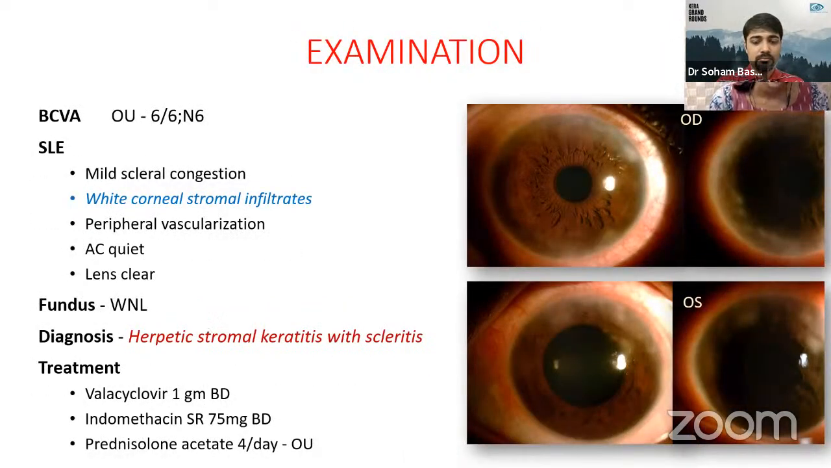When she presented to us, she had a visual acuity of 6/6 in both eyes. She had mild scleral congestion, a few white stromal corneal infiltrates with peripheral vascularization in both eyes. Her anterior chamber was quiet, lens was clear and fundus was unremarkable. Based on the clinical suspicion, she was diagnosed with bilateral herpetic stromal keratitis with scleritis and was given oral valacyclovir 1 gram BD, indomethacin SR 75 mg BD and eye drops prednisolone acetate 4 times a day in both eyes.